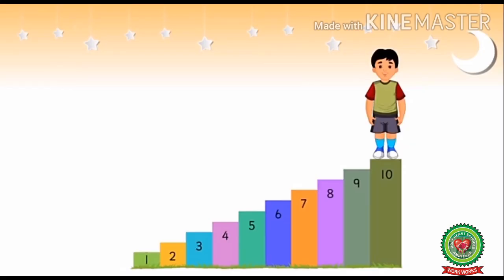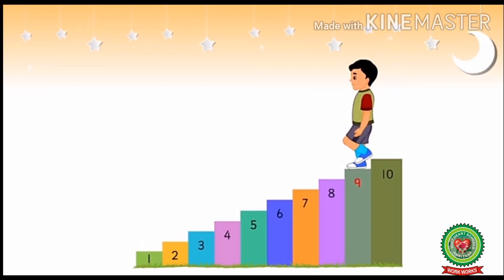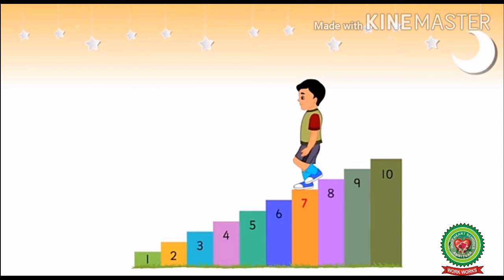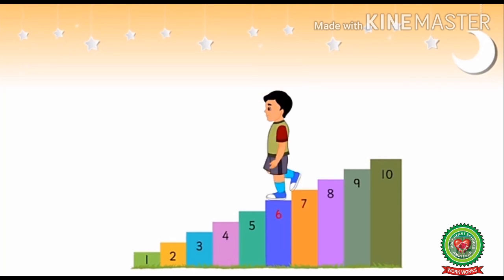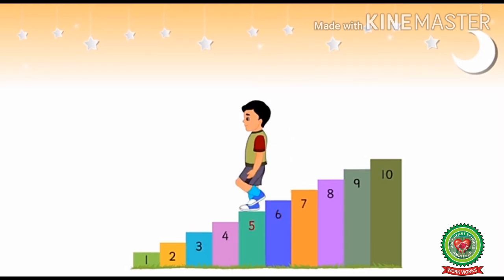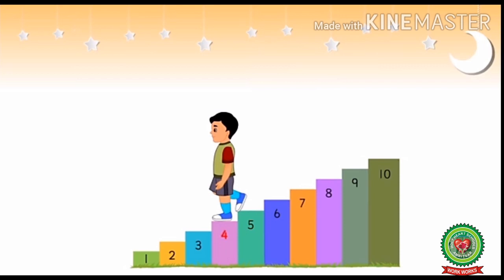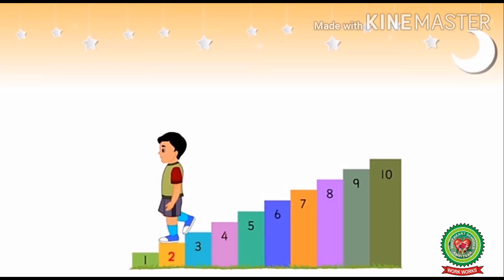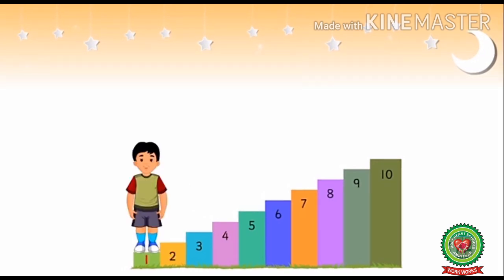Hello kids, meet Rohan again. Rohan is at step number 10. Now he has to go to step number 1. So he climbs down to step number 9, which brings him to a lower level than 10. Then he moves to step number 8. Then he climbs down to step number 7. Then step number 6. Then step number 5. Then step number 4. Then step number 3, then step number 2, and finally he is at step number 1.